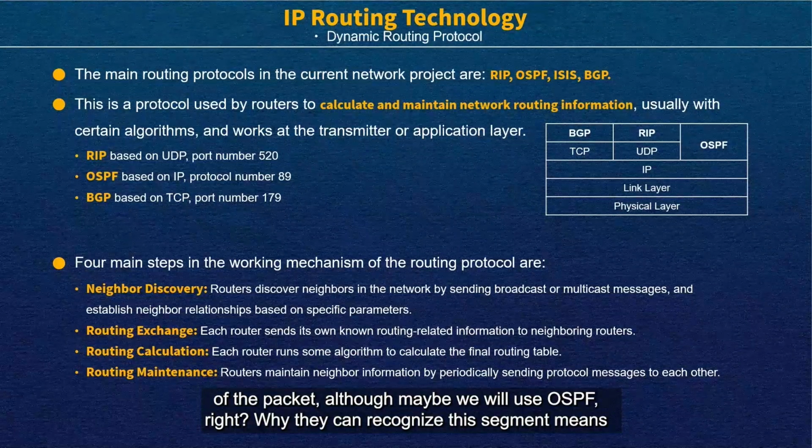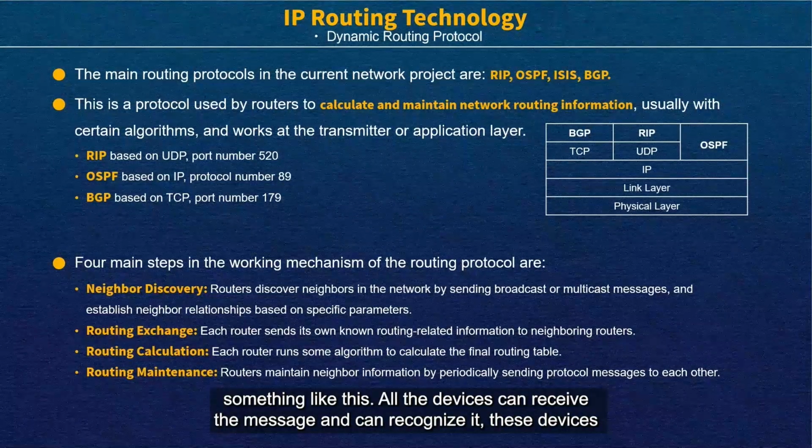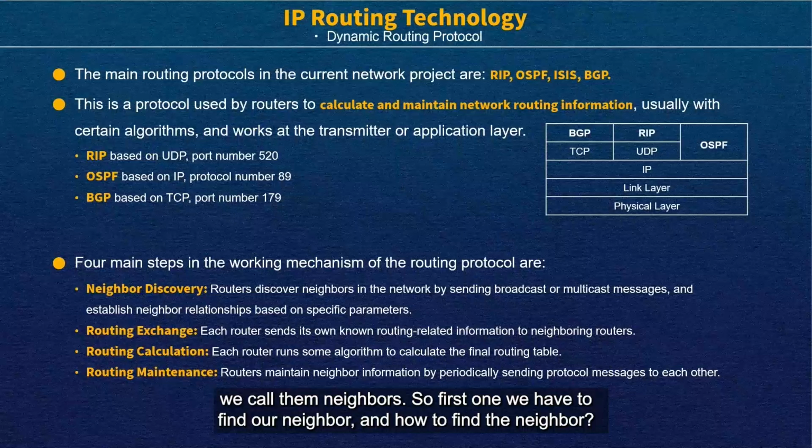They can recognize that this segment means the link state, or this segment means the interface IP address, or maybe the mask, something like this. All the devices that can receive the message and recognize it we call our neighbors. So the first step, we have to find our neighbor. And how do we find this neighbor?